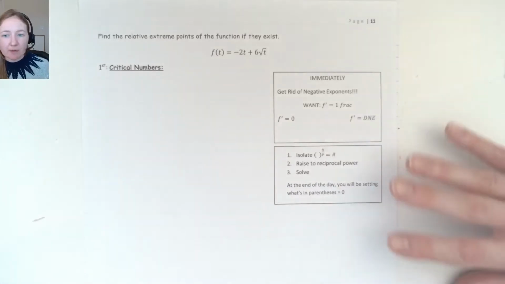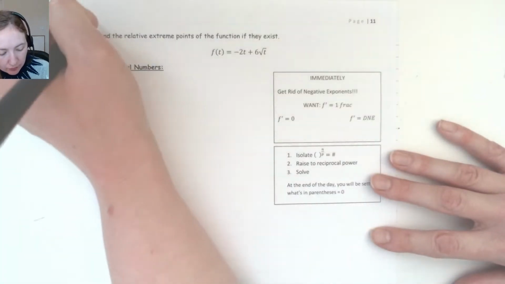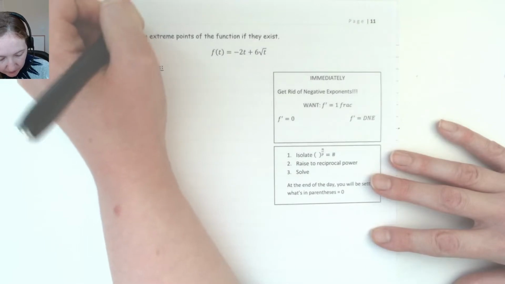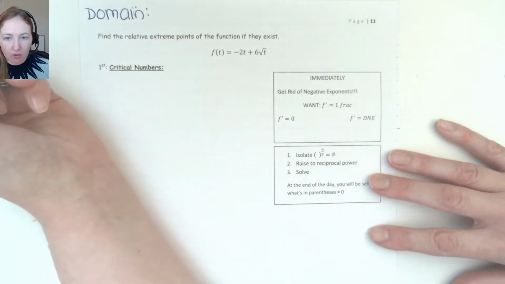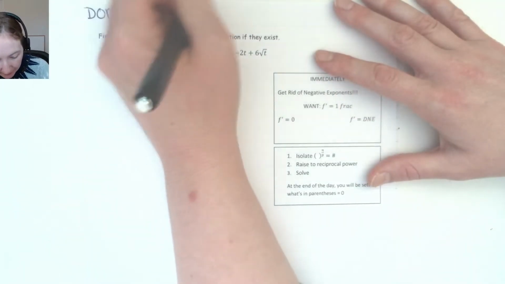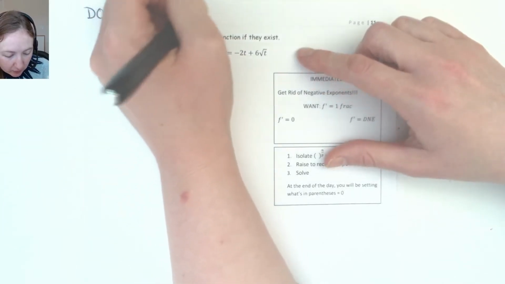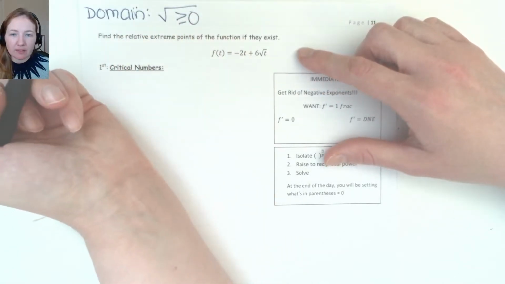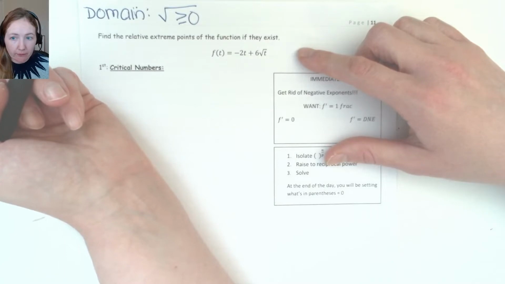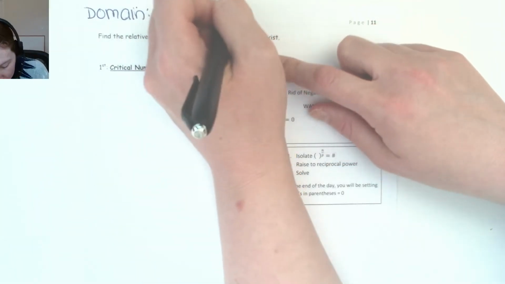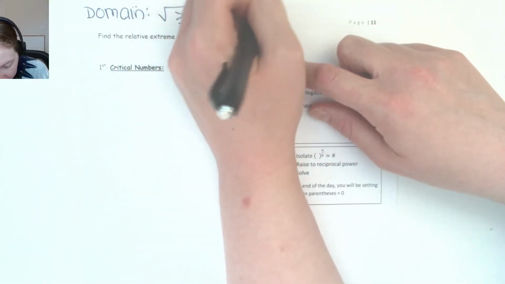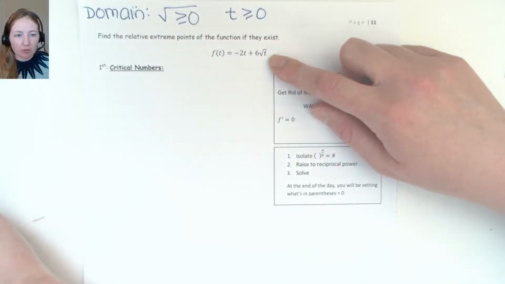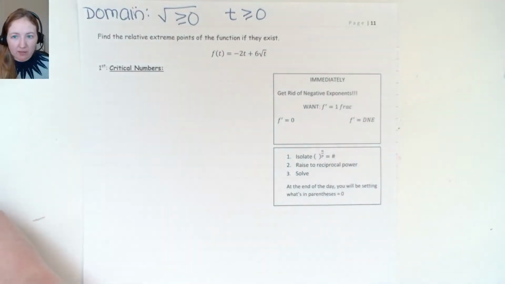All right, so first step is to find our critical numbers. Do note that the domain of this function is not all real numbers. We do have a radical, and when you have a radical, you need to make sure that that quantity is greater than or equal to 0. So the square root of t would mean that we need t, the radicand, to be greater than or equal to 0. All right, so the domain is not all real numbers.